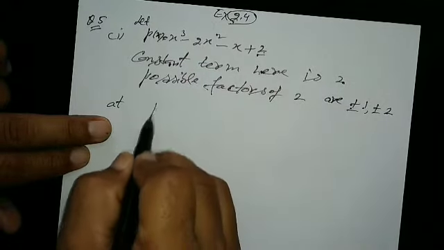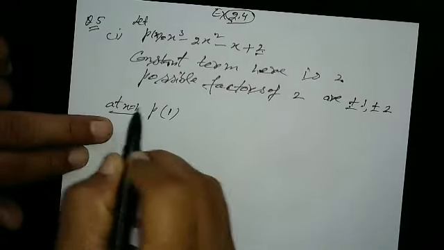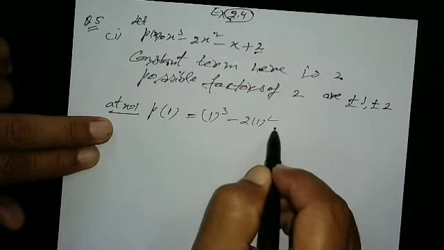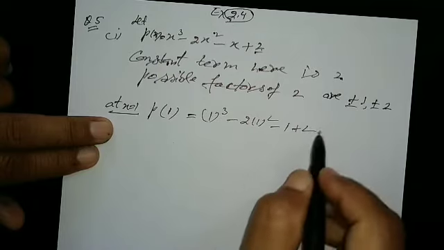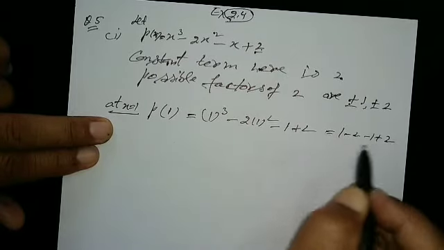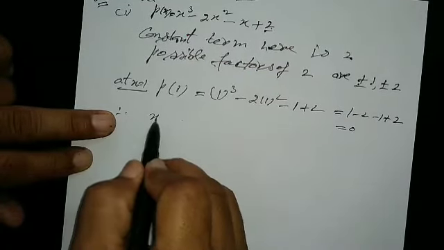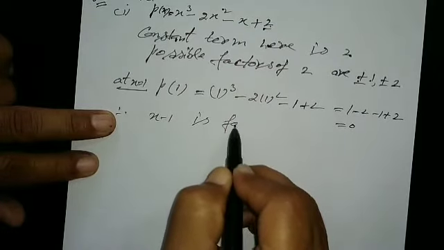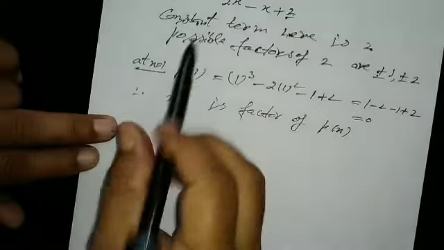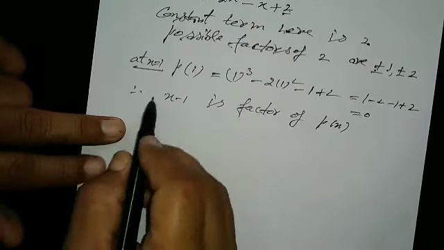So if you put here x equal to 1, you will get 1 cube minus 2 into 1 square minus 1 plus 2, that is 1 minus 2 minus 1 plus 2, and you see that is 0. So x minus 1 is a factor of p(x). We can find three factors here because it is a 3-degree polynomial.